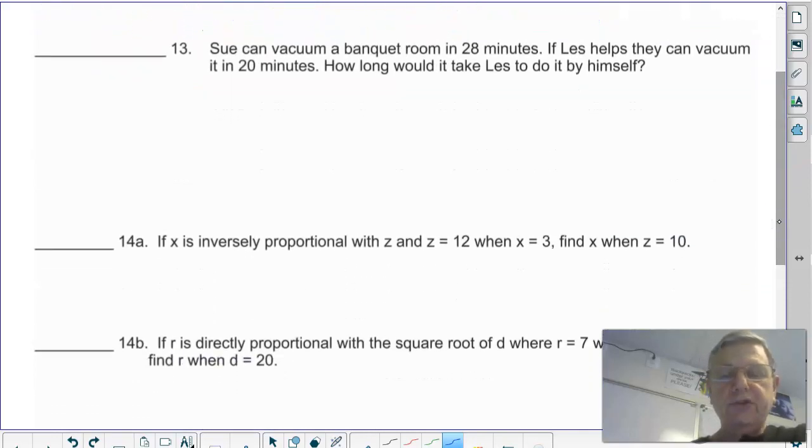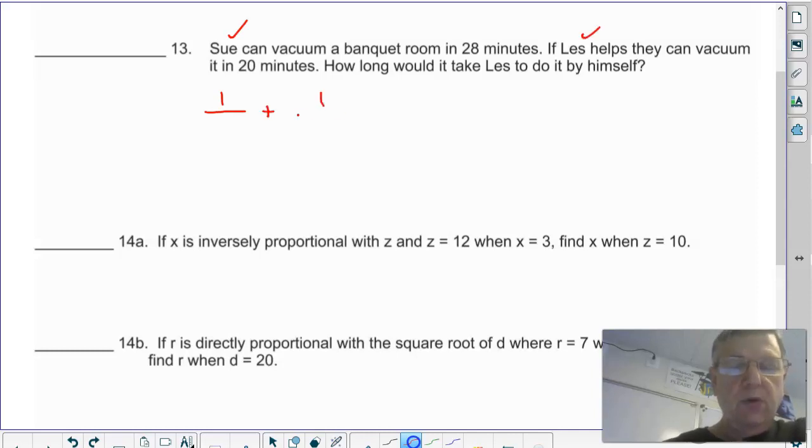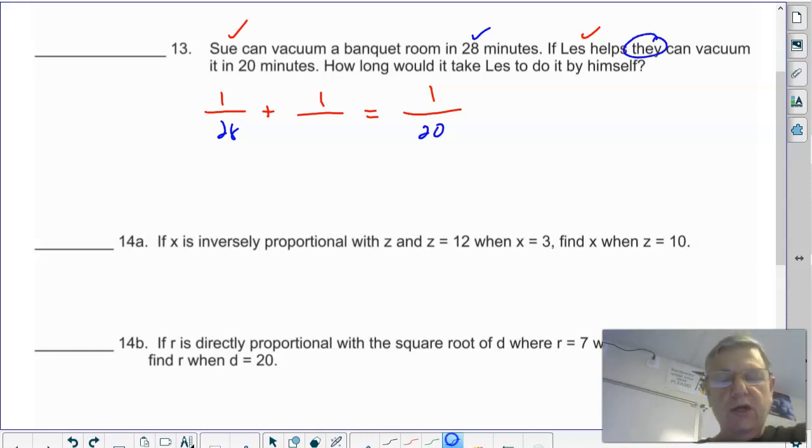So work problems aren't really exactly the harmonic mean. The key on these is the formula is 1 over. All right, how many people do we have? Sue and Les. So we have 2 people, and that'll equal 1 over both. All right, so Sue can vacuum in 28 minutes. If Les helps, they can vacuum in 20, so that's 20.